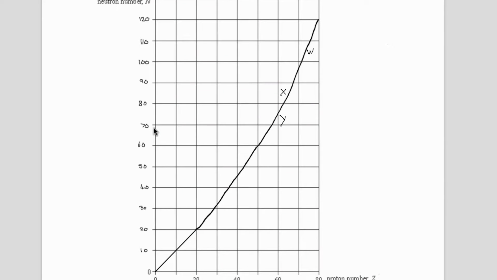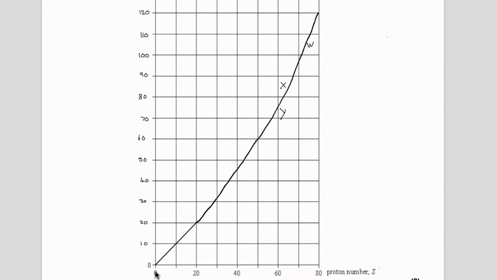So if we've done our revision properly, we know that if the proton number goes from 0 to 80, then the neutron number goes from 0 to somewhere in the region of around about 120. So basically each one of these can go up in tens. We don't get any marks for doing that. We simply get marks for drawing this line.